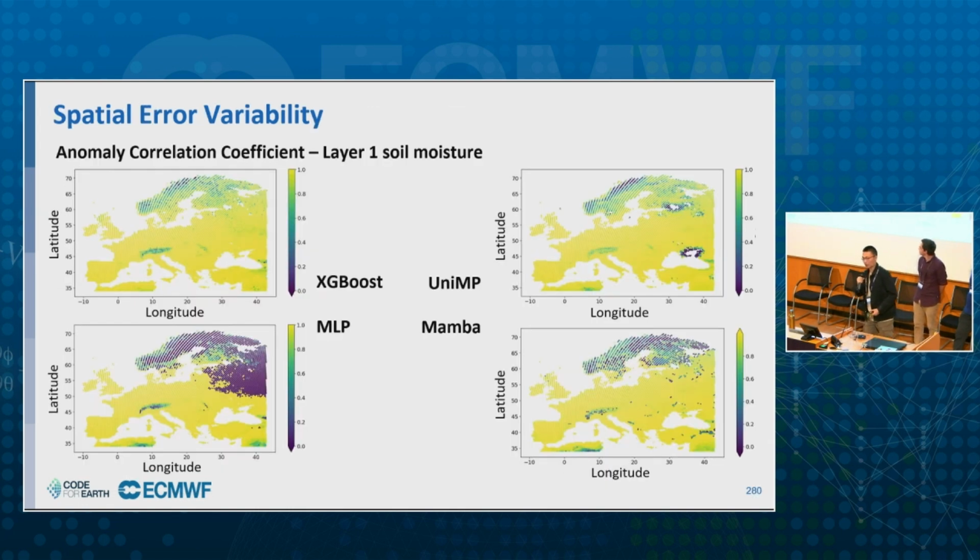Next, we want to show the spatial error variability of the machine learning emulator. First, here we show an example of the anomaly correlation coefficient of the layer 1 soil moisture for the 4 types of machine learning emulators. From these 4 figures, we can easily observe that our machine learning emulators can achieve really good performance in most of the regions in Europe in our target domain. In most of the grid points, the ACC score is very close to 1, which means that the emulation performance is quite good.